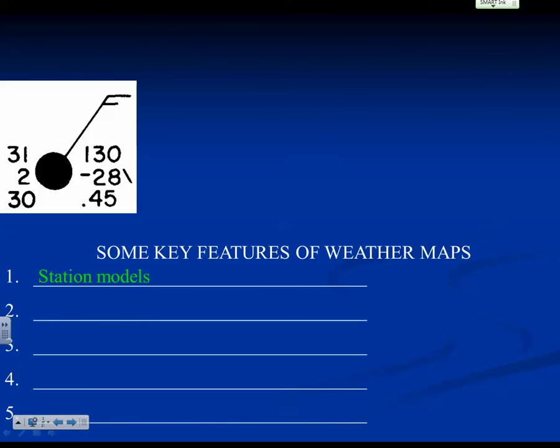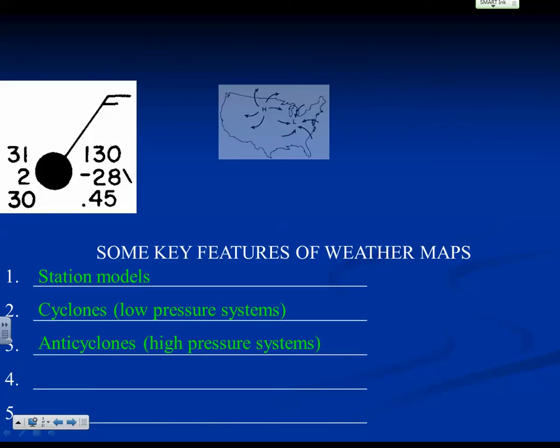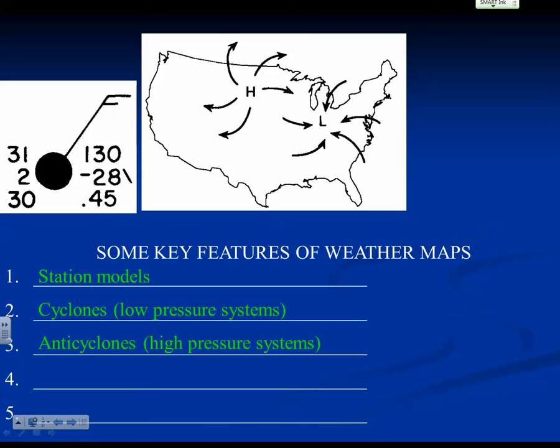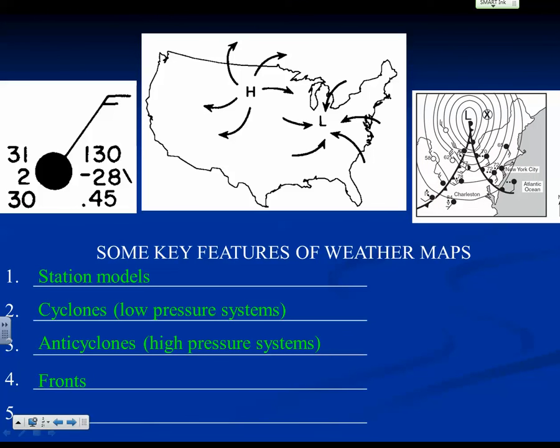Some key features of weather maps. We got our station models, our cyclones and anticyclones. Remember which way those things bend. You have to know that. Our fronts: cold fronts, warm fronts, stationary fronts, occluded fronts. And our different types of isolines, normally isotherms and isobars. And these are some key features of weather maps that I'd like you to know, and you really should know for this unit.